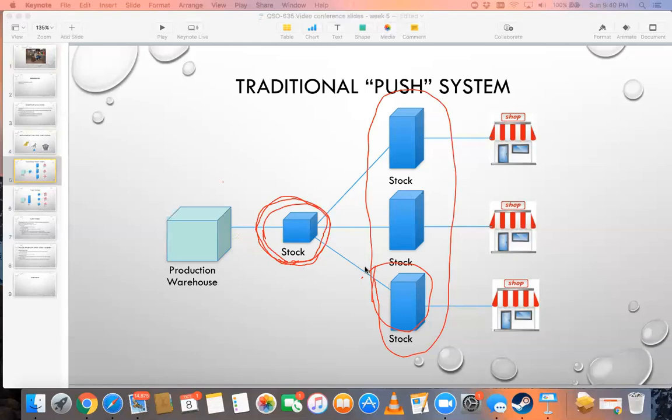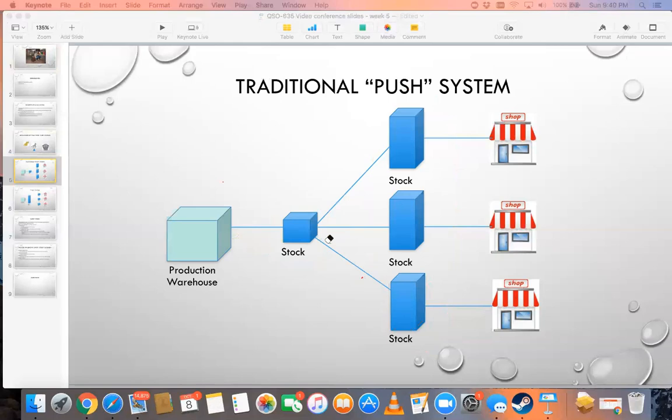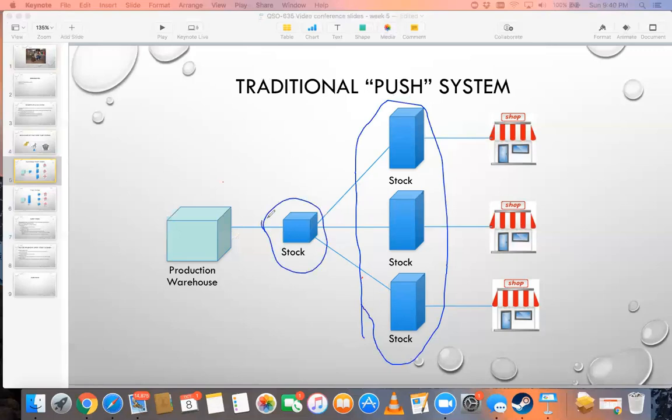This is kind of like a risk pooling scenario where you are aggregating these three demands. Whoops, sorry. I'm going to change color. Let me see if I can. I'm going to try blue. So you're basically aggregating these demands to be serviced with this safety stock. Okay, that makes sense?